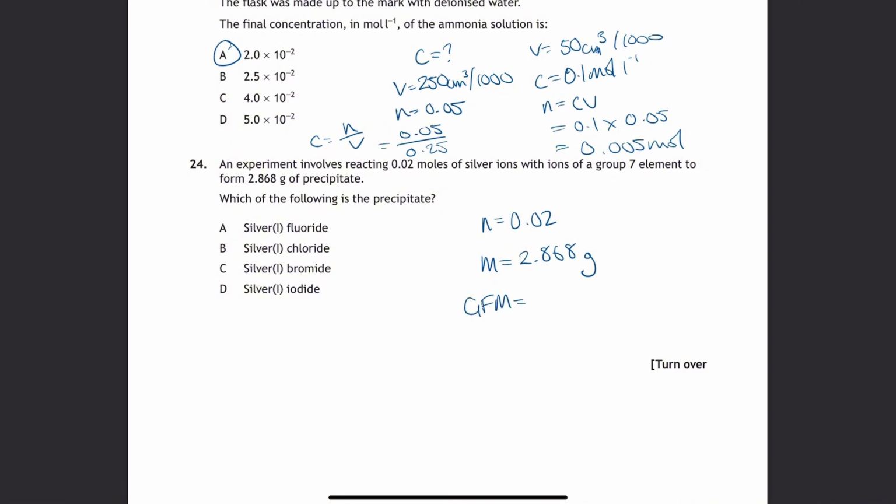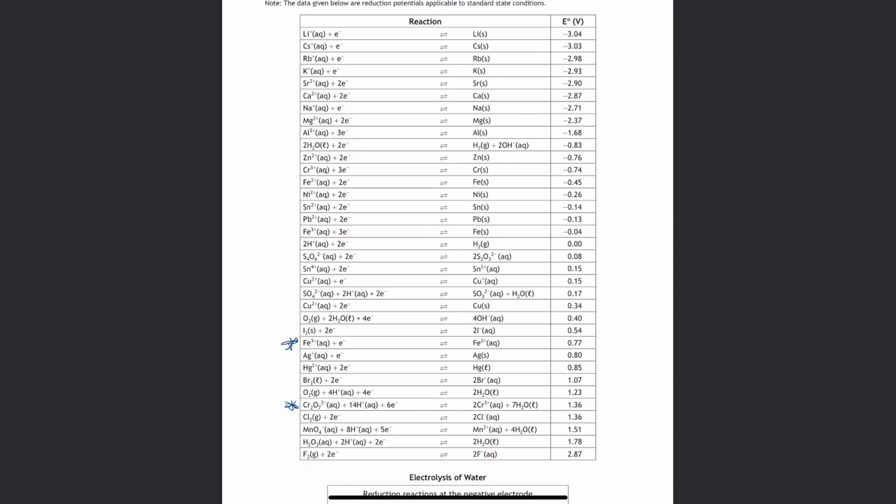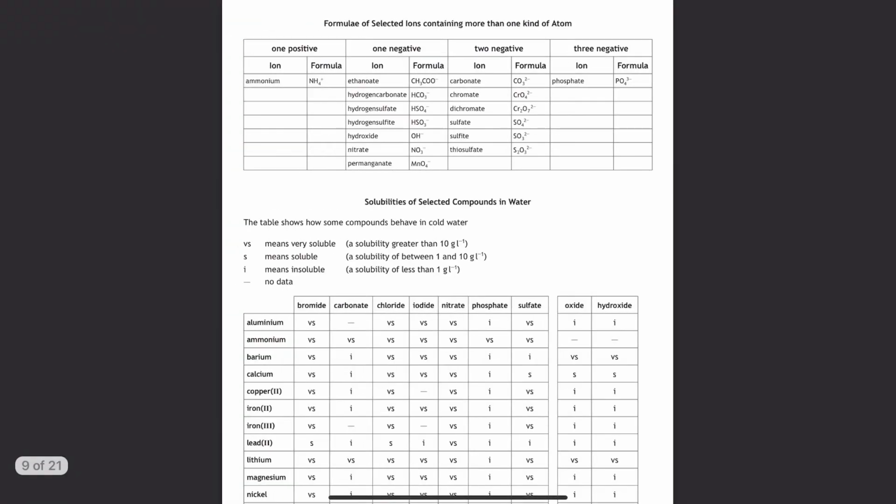The GFM, which we don't often use the mole relationship to work out, but if you have the triangle, the GFM is equal to m over n. So 2.868 over 0.02. So that means the GFM of the thing we're looking for is 143.4. So because all of the compounds have silver in them, we can go and look to see what the mass of silver is.